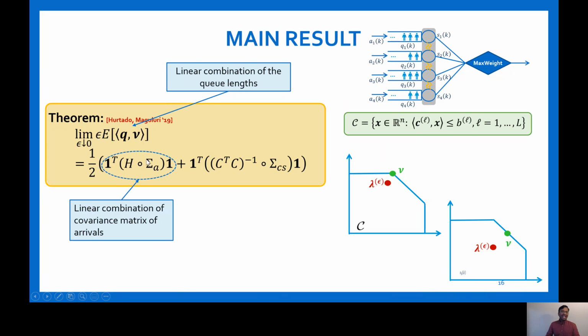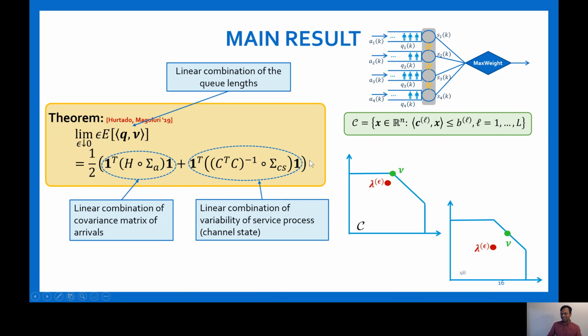So sigma A is the covariance matrix of the arrival process. The first term depends on the arrival process, and the second term depends on the service process. Sigma CS stands for the channel state. Sigma CS captures the covariance of this channel state process.